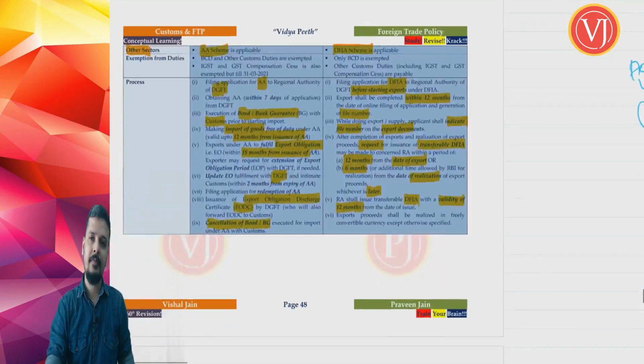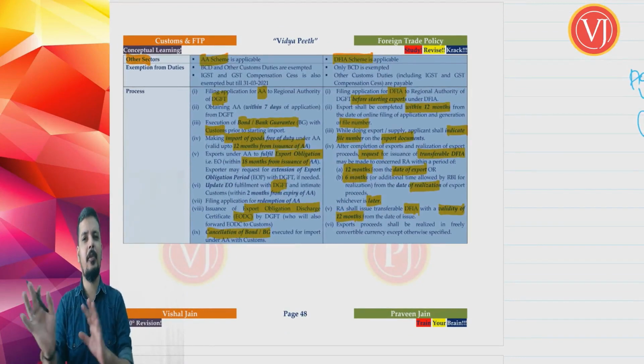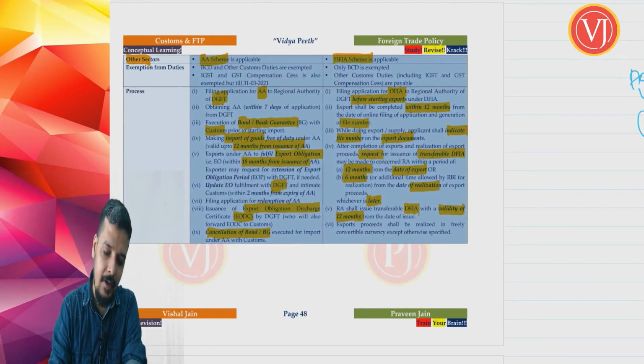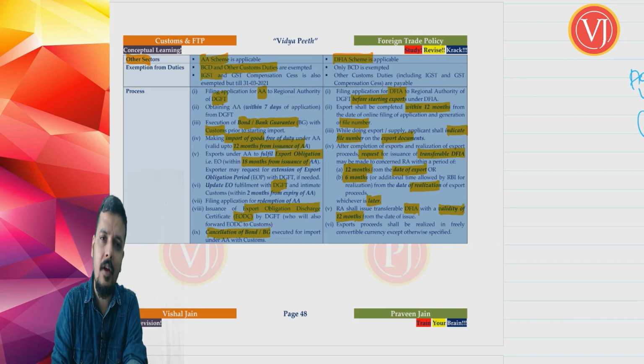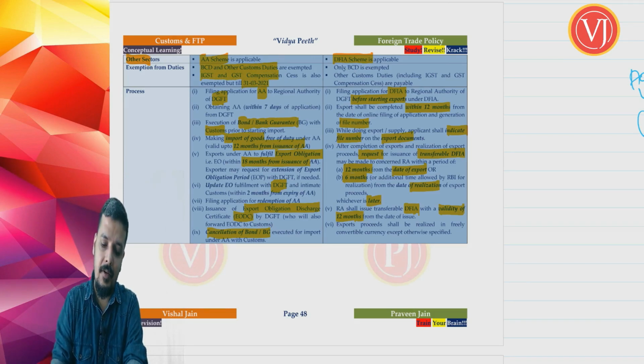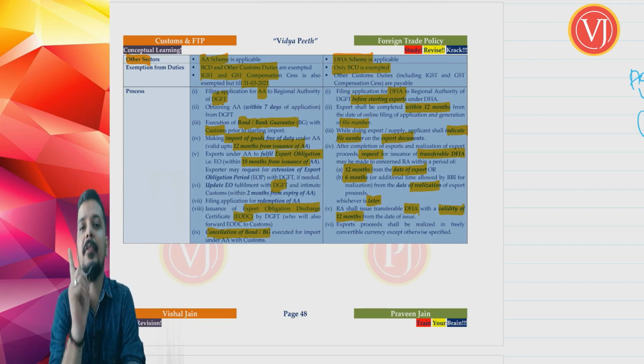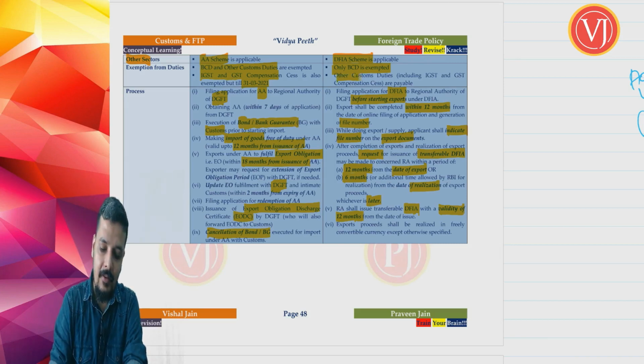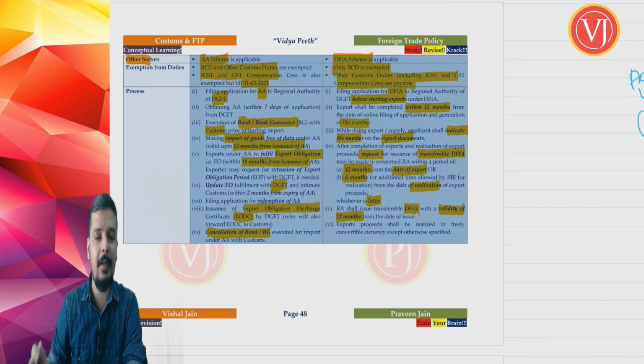And friends, the last point, when you talk about exemption from duties, when you go for advance authorization, actual exports, I am not talking about deemed exports, you get the benefit of your basic customs duties and other customs duties. Also you get the benefit of not paying IGST and compensation cess up to 31st of March 2021. Whereas in duty free import authorization, you get the benefit of only BCD. Only your basic customs duty is exempted. All the other customs duties including IGST and compensation cess are payable.